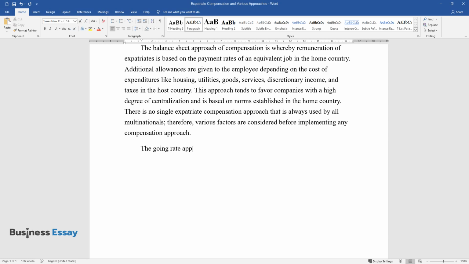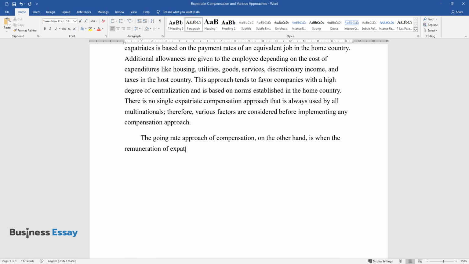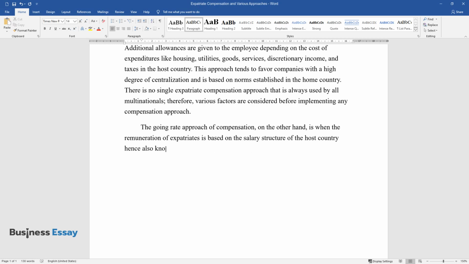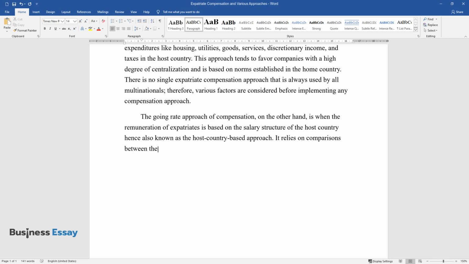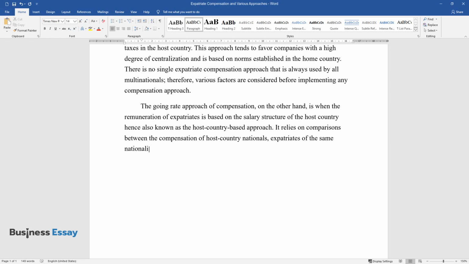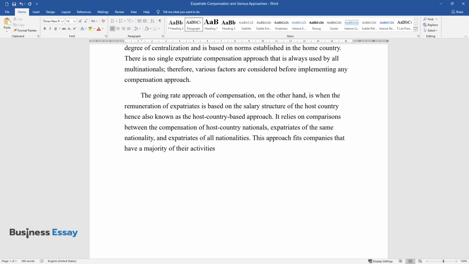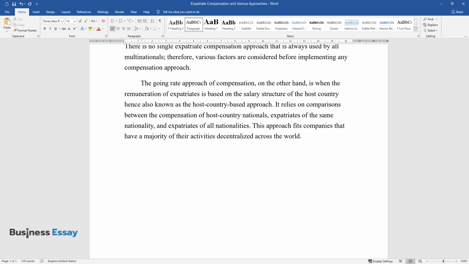The going rate approach of compensation, on the other hand, is when the remuneration of expatriates is based on the salary structure of the host country, hence also known as the host country-based approach. It relies on comparisons between the compensation of host country nationals, expatriates of the same nationality, and expatriates of all nationalities. This approach fits companies that have a majority of their activities decentralized across the world.